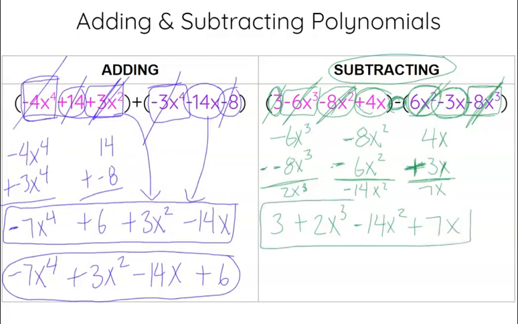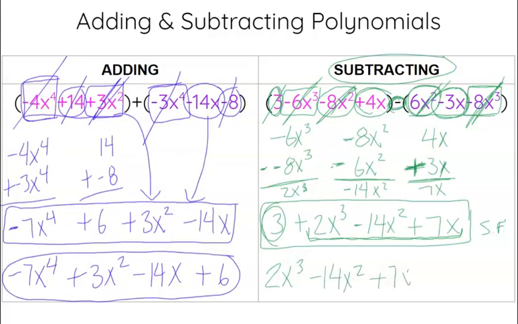Now this is our answer, but remember we do need to rewrite it in that standard form. So double check for standard form. In this case, we're really close to having all of our pieces in order. This 3 is just in the wrong spot. So we're going to do 2x to the third minus 14x to the second plus 7x. And then that positive 3 is just going to be added to the end there.